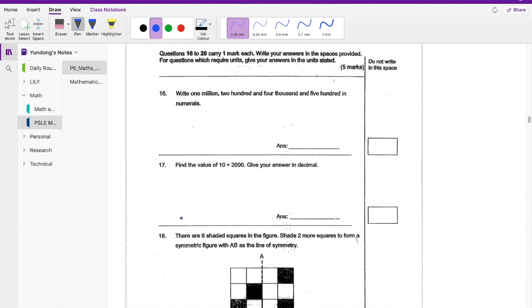The first one is simple: write the numbers. Write 1,204,500 in numerals. You first mark out the millions and thousands here. We first write the millions, which is 1 million. Then for the thousands we have 204. Then the rest is 500. So the final number is 1,204,500.